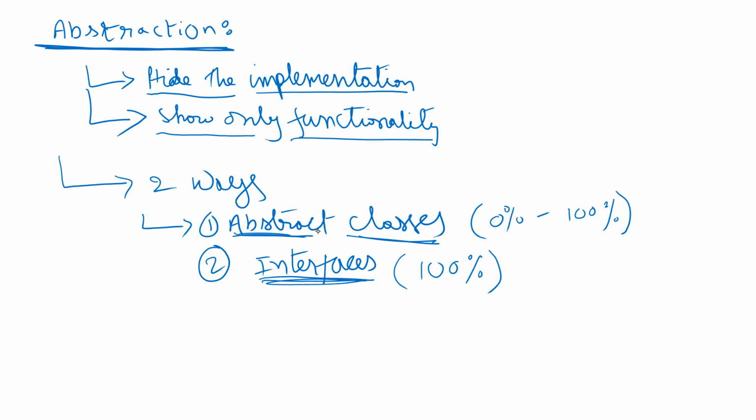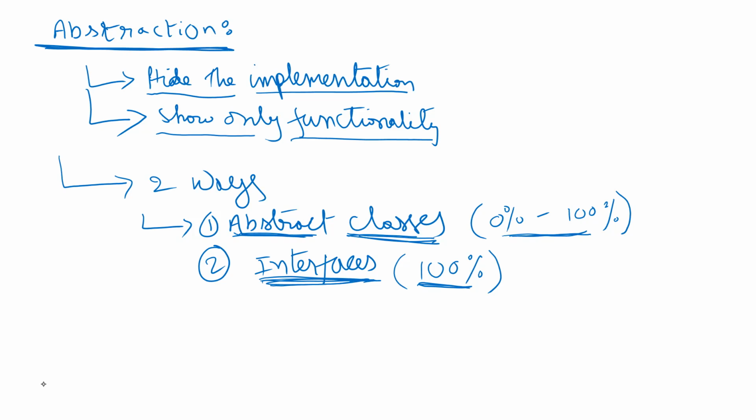The reason why abstract classes won't provide 100% abstraction is abstract classes can contain concrete methods, that means methods with body as well. That's why abstract classes won't give 100% abstraction. But interfaces contain only abstract methods. That means whatever methods we define in interfaces, they contain no body at all. That's why interfaces provide 100% abstraction.